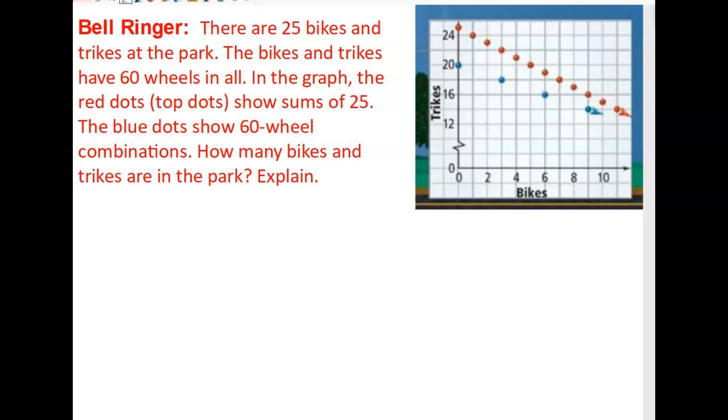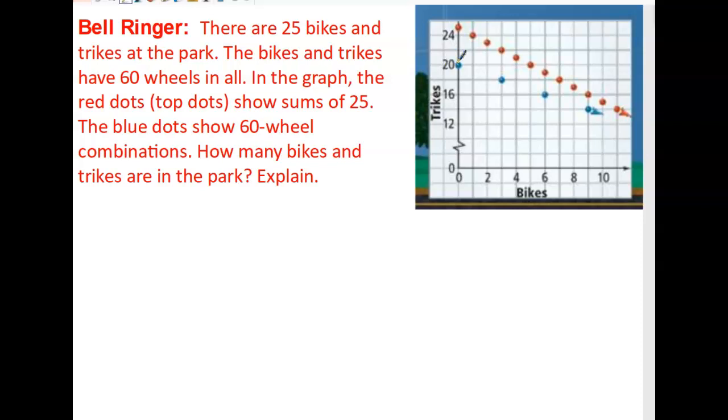There are 25 bikes and trikes at the park. The bikes and trikes have 60 wheels in all. In the graph, the red dots show sums of 25, and the blue dots show 60 wheel combinations. So the red dots represent the sums of the bikes or trikes.